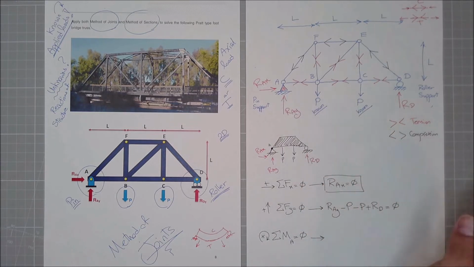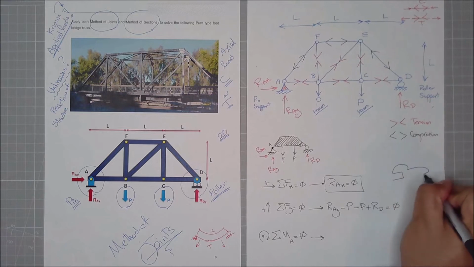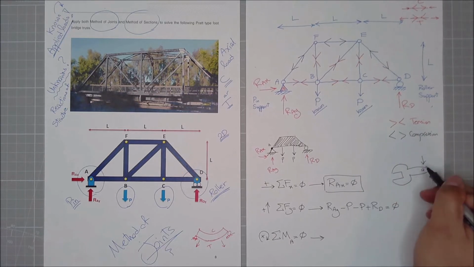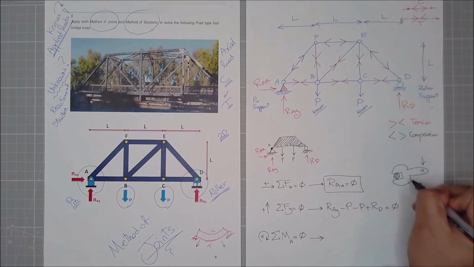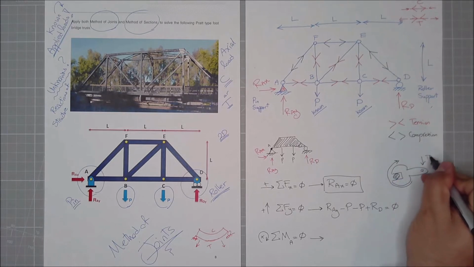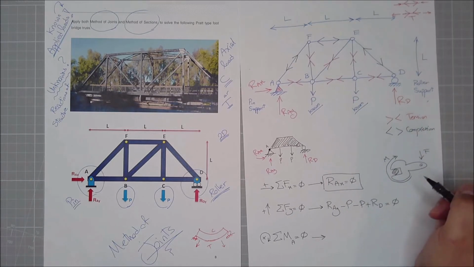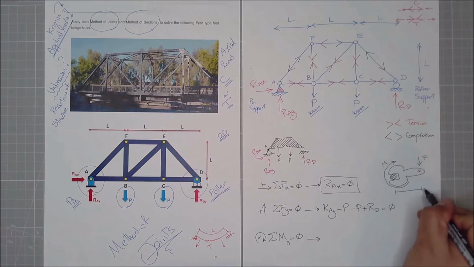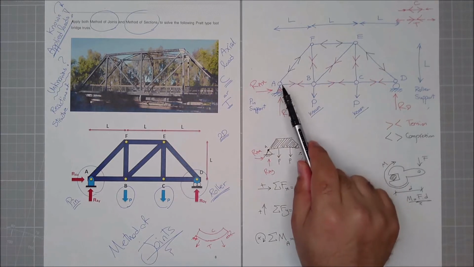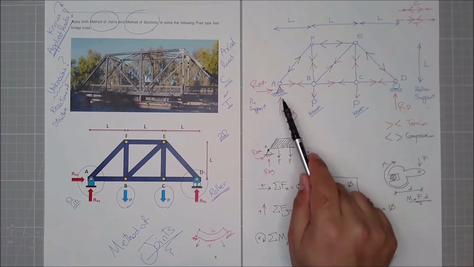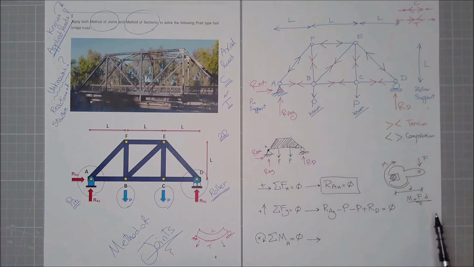Because if you remember, moment was, if a force is applied and there is a pin here, this force will exert a moment. And if I have a distance from here to here, moment was force times distance. If I take the moment about point A, for these forces to point A, their distance is zero, so they won't generate any moment. So it will help me.